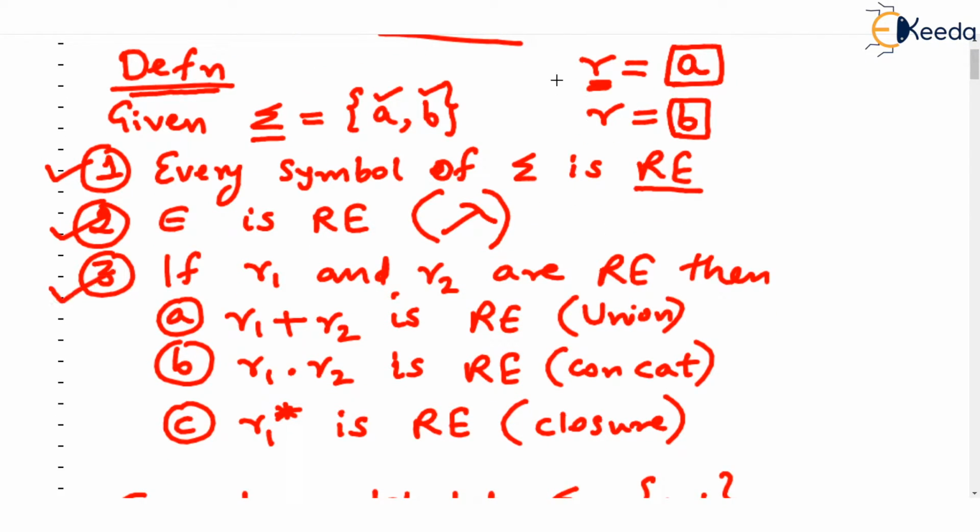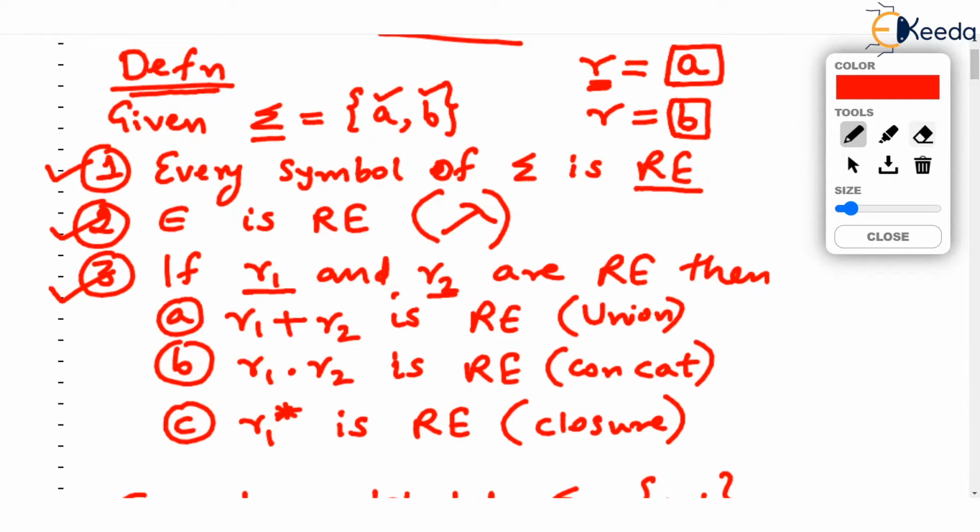Third point says that if we have two regular expressions, R1 and R2, note that these are already regular expressions. So if R1 and R2 are RE for short, regular expression, then point number A, R1 plus R2 itself is a regular expression. We say we are finding the union of the two regular expressions. So remember, if two regular expressions are given, existing, and if we find the union of those two regular expressions, then the result is a new regular expression.